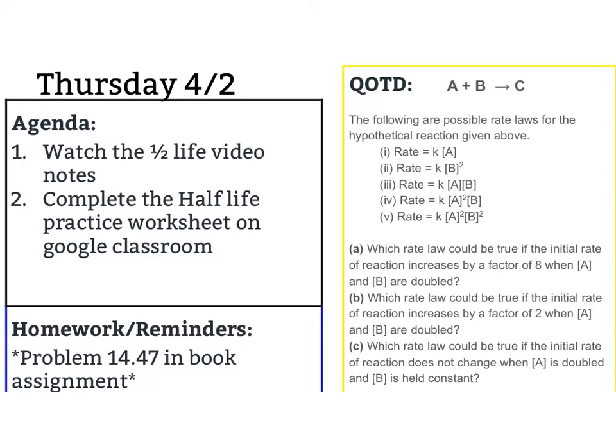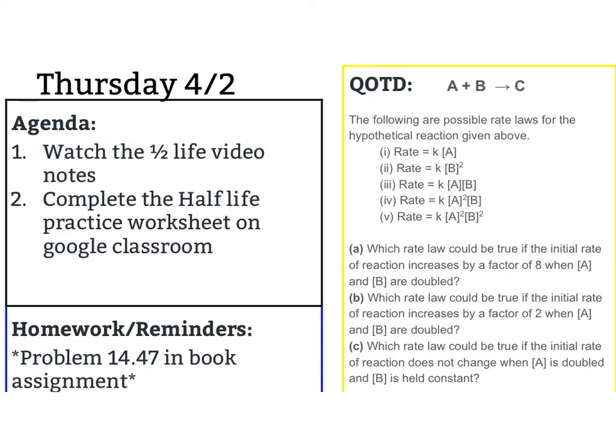Hey guys, another rate law problem here. So we're looking at the reaction A plus B reacts to form C. It's giving us some possible rate laws. There are 5 possibilities, and then it's asking us which one or ones could be true if the following things happen.